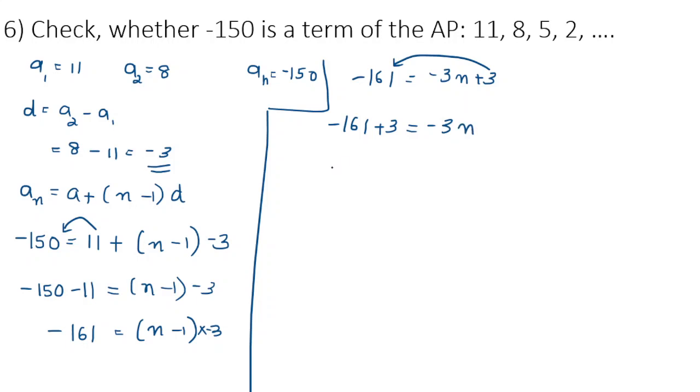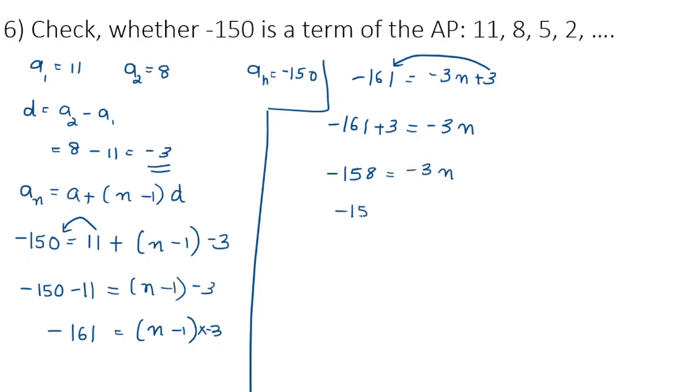Okay, so how much do we get? Minus 161 plus 3, sorry, plus 3. We have to subtract 3 from 161. How much will we get? 58. So minus 158 is equal to minus 3n.